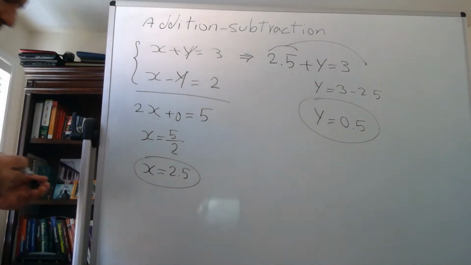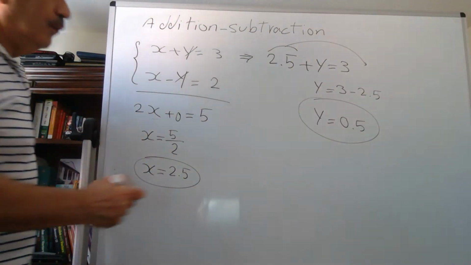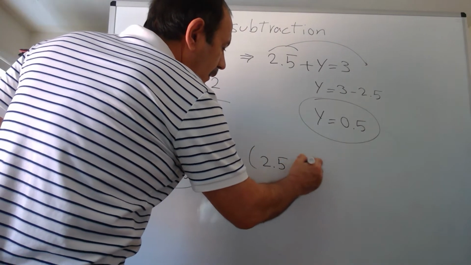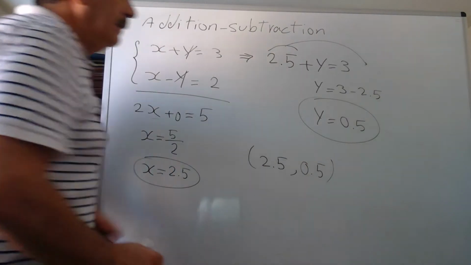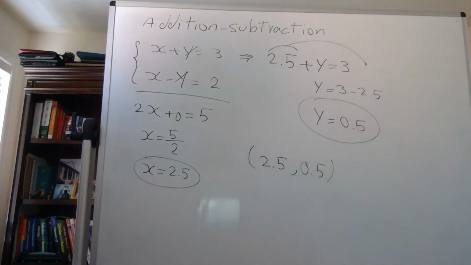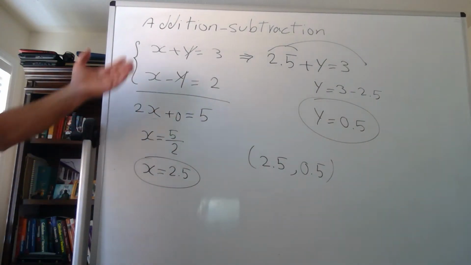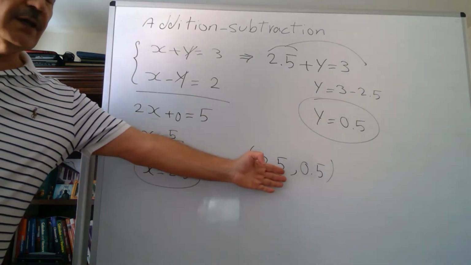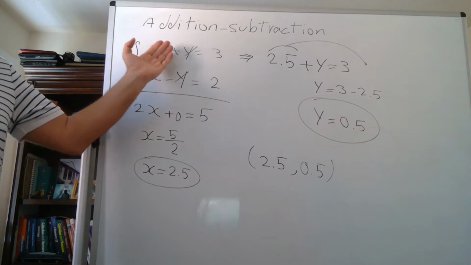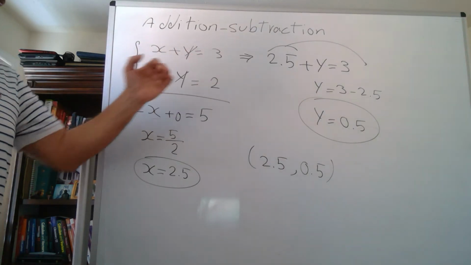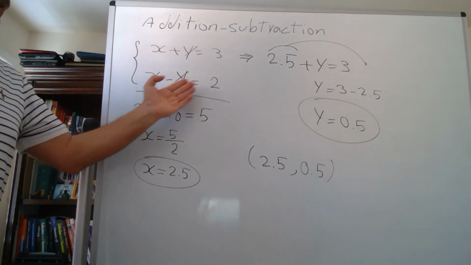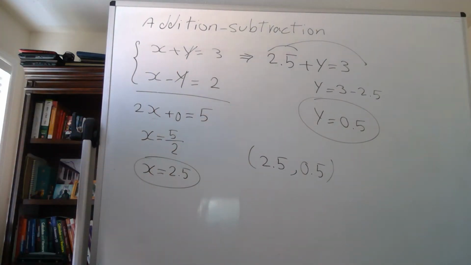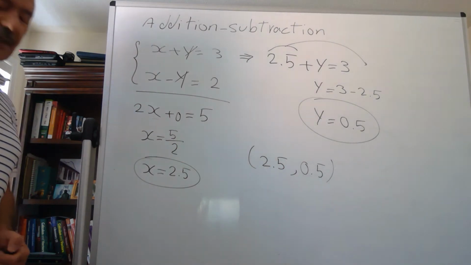So x is 2.5, y is 0.5. This is the answer of this simultaneous linear equation. How can we check? If instead of x I substitute 2.5, instead of y I substitute 0.5, then 2.5 plus 0.5 is 3, and 2.5 minus 0.5 is 2. Can you see they work in both of them? In this way we can check whether our calculation is right.